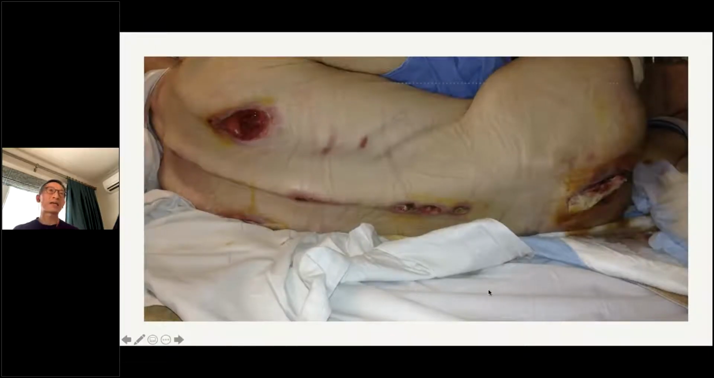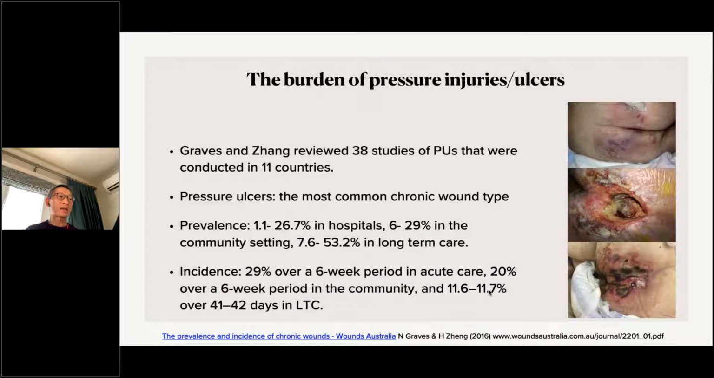So first of all, I think pressure injury continues to be a very, very common problem across different sectors. We did look at some of the literature. This is a study by a group of Australians. They looked at 38 different studies around the prevalence and incidence of pressure injuries in 11 countries. And lo and behold, of all the different types of wounds, they looked at venous leg ulcers, diabetic foot ulcers, pressure injuries, and pressure injuries continue to be the most common chronic wound type reported in the literature.